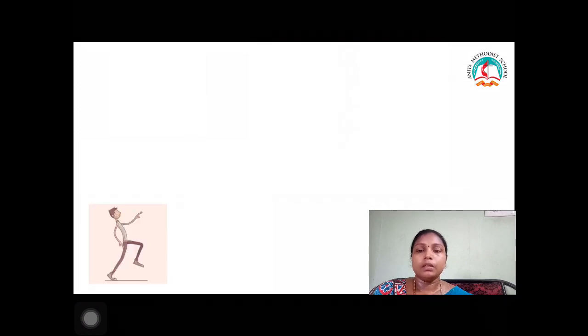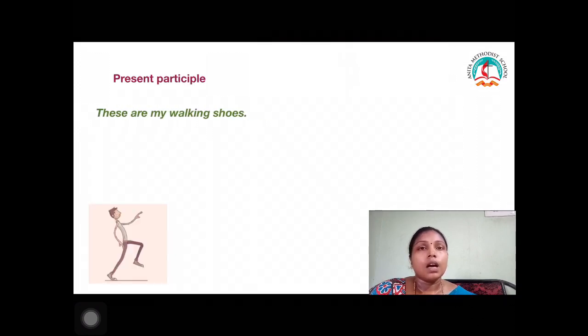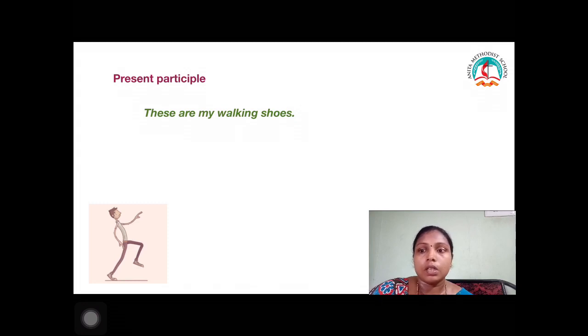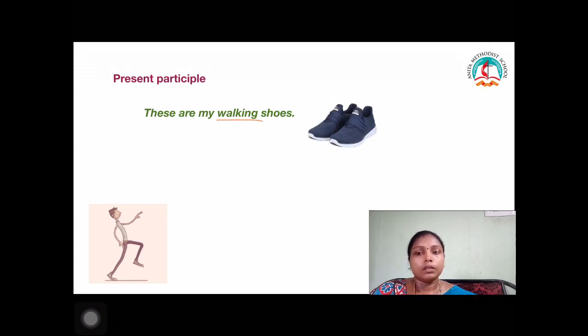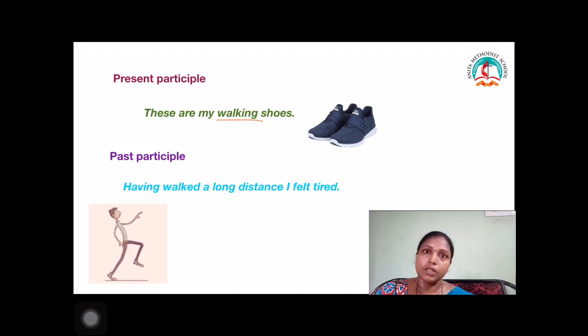For example, these are my walking shoes. Here, walking is the present participle. Having walked a long distance, I felt tired. Here, having walked is a past participle.